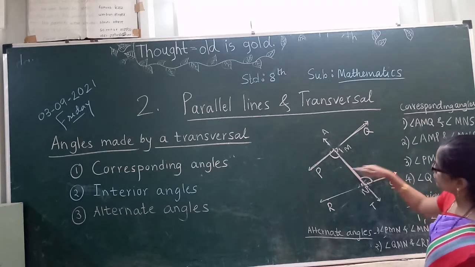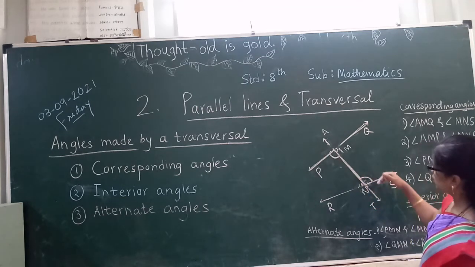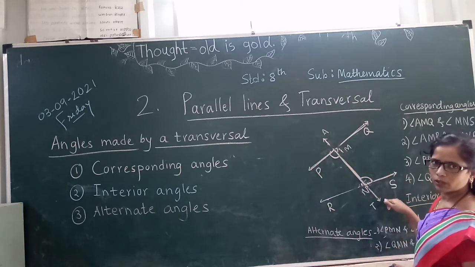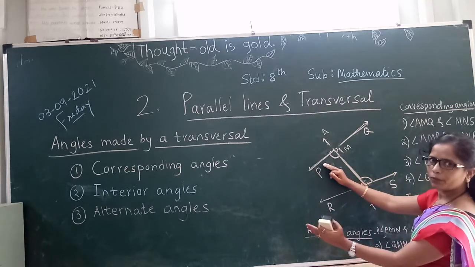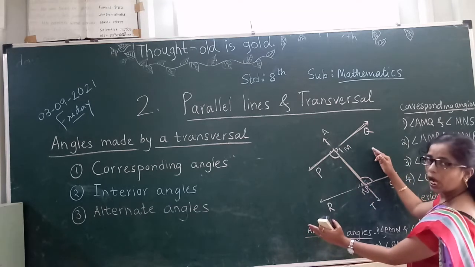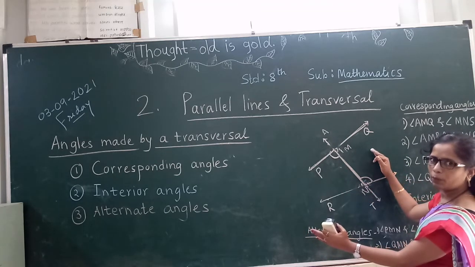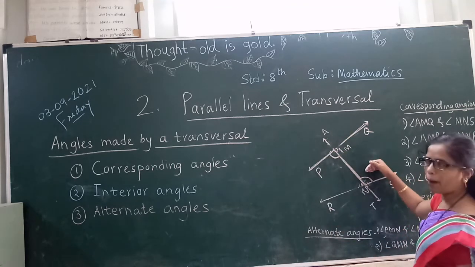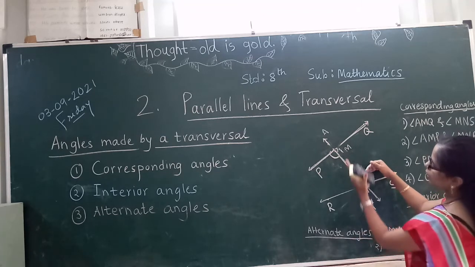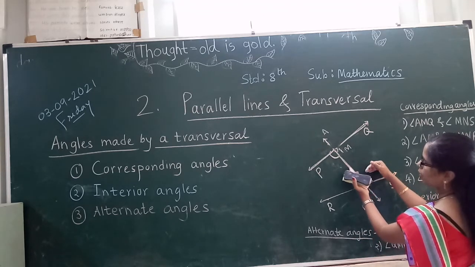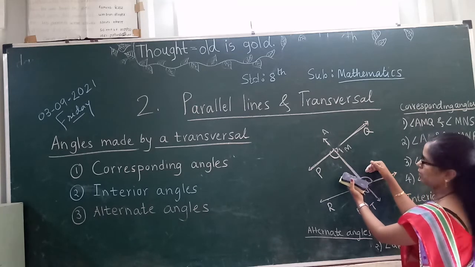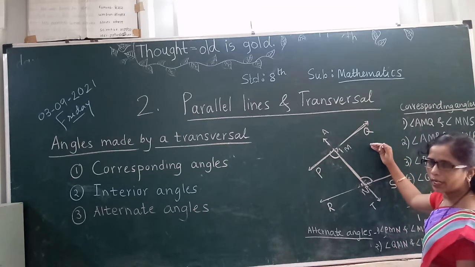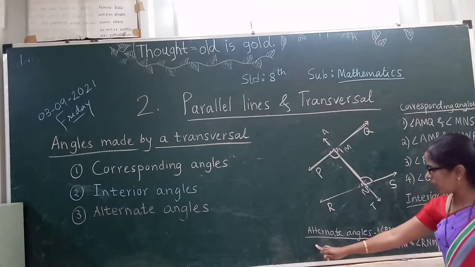Opposite directions means this angle is down, this is on the upside, and they are on opposite sides of the transversal. One is on the left side of the transversal, another is on the right side. See, in the opposite direction, down and up. Understood? Then on the opposite sides or opposite arms of the transversal, one is on the left arm, another is on the right arm. Such angles are called alternate angles.